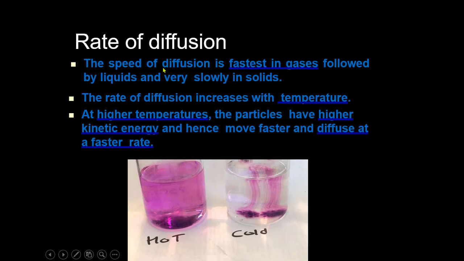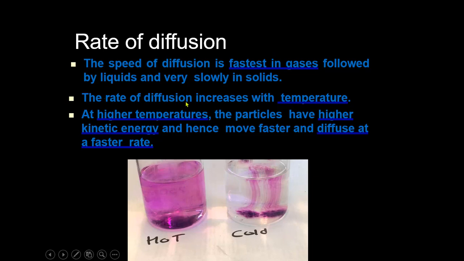The speed of diffusion is fastest in gases, followed by liquids, and very slowly in solids. This is because gases have particles that have a higher kinetic energy. All the particles move very fast, so to distribute other particles within it will take place at a faster rate. Now in liquids, those particles have a little less kinetic energy, therefore things would be moving around a little bit slower.